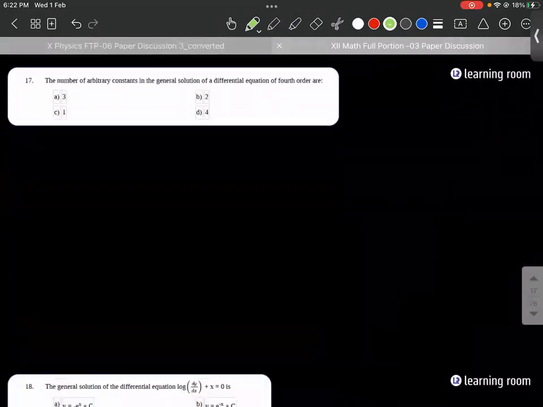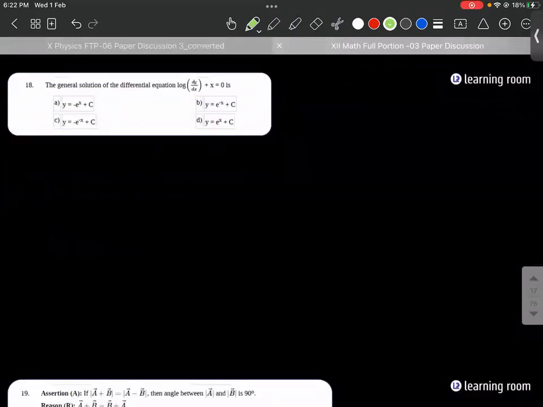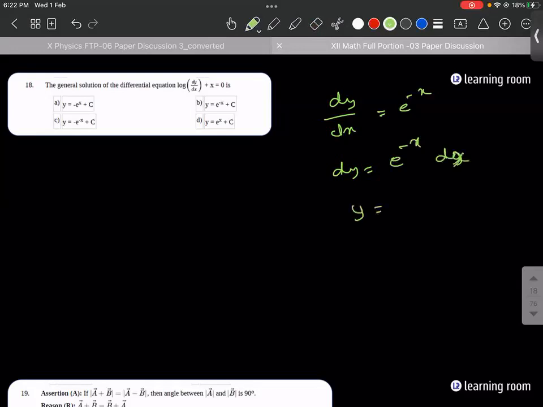Next, the number of arbitrary constants in the general solution of a differential equation of fourth order is obviously 4. The general solution of the differential equation dy by dx is equal to minus x. So dy is equal to minus x dx. So e power minus x dx. So y will be e power minus x by minus 1 plus c. This is the answer. 18th, let me check. C then. C.